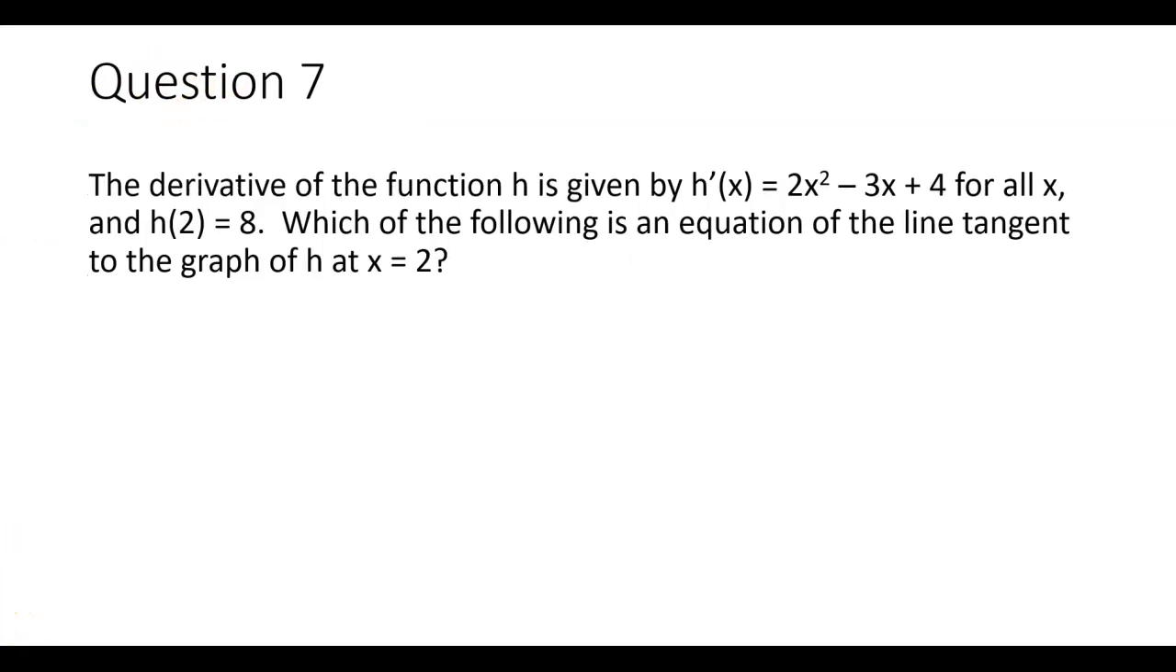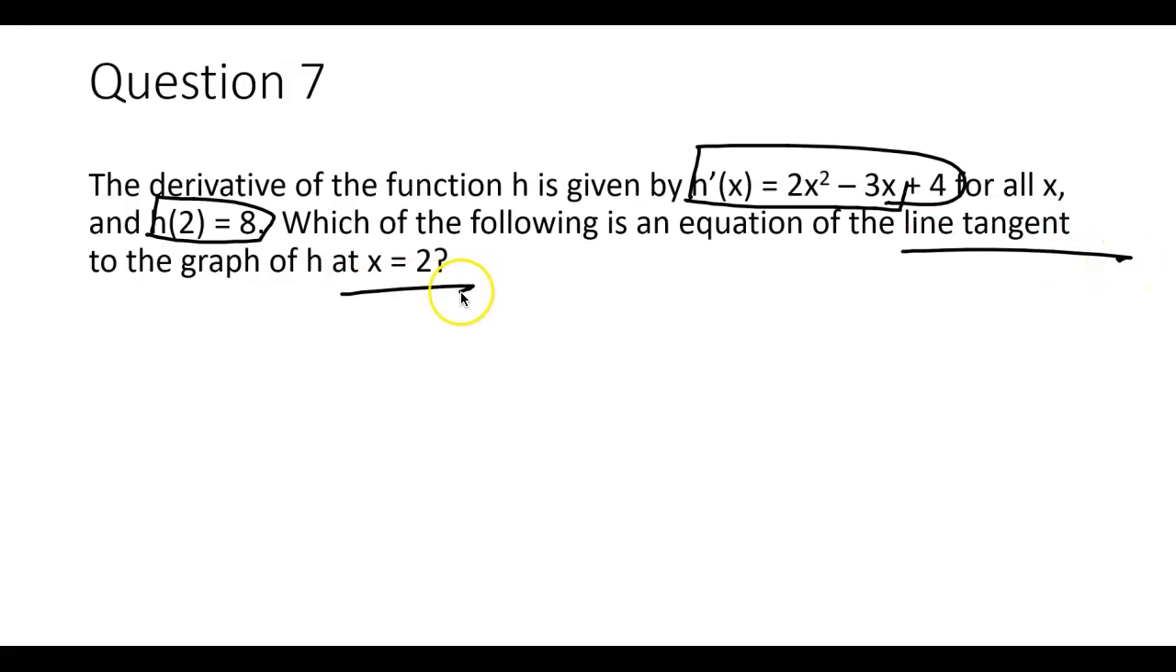All right, guys. So the derivative of a function h is given by this equation here. And they also tell us that h of 2 equals 8. They want us to find the equation of the tangent line at x equals 2. To find the equation of a tangent line, you need an x value, you need a y value, and you need a slope. And once you have all those, you go ahead and plug it into this formula here.